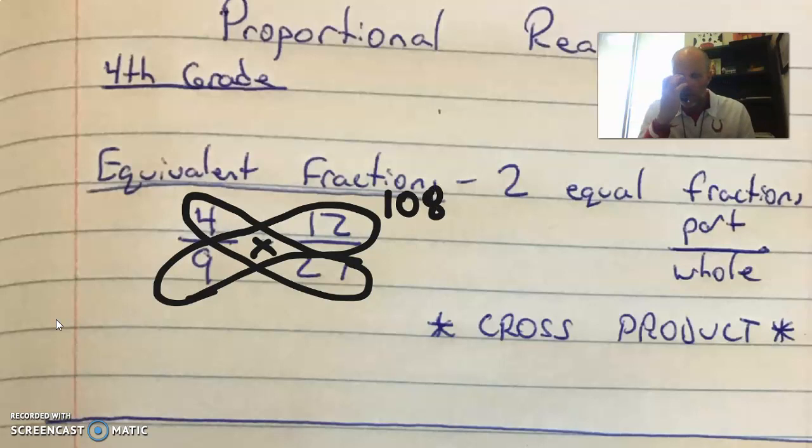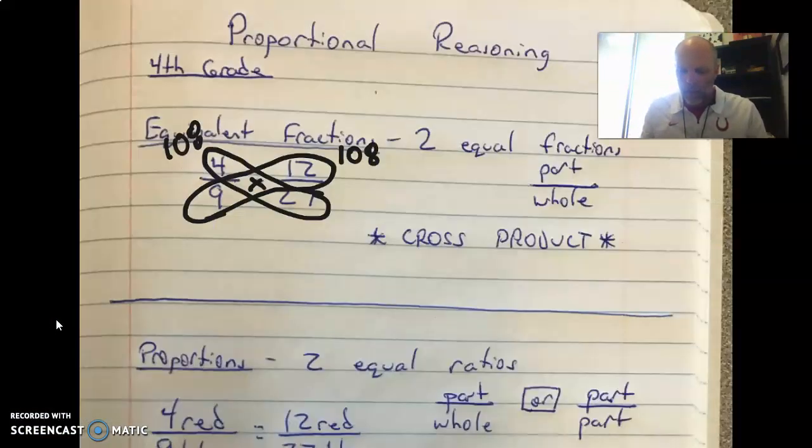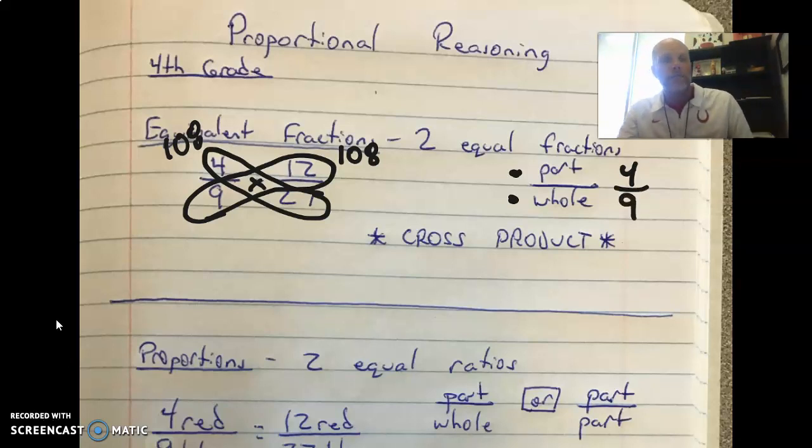And so what you would do is you would also do 27 times 4, which also equals 108. And so what that means is they were equivalent, they were equal. Okay, fractions in fourth grade were part to whole, meaning in that first fraction over there, we have 4 parts, or 4 shaded areas, and there is a total or a whole amount of 9. Okay, so that's 4 out of 9.